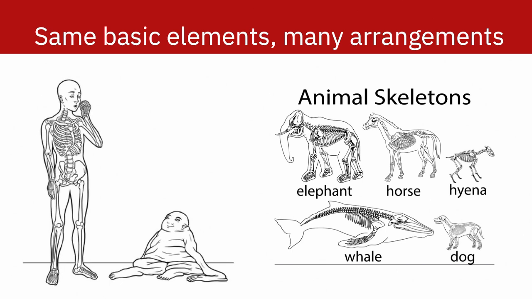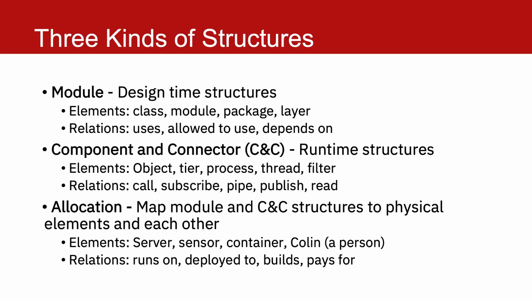All right, just to dive a little bit deeper on this one. Typically with architecture, we like to think about it in terms of three different types of things, or three different buckets. Module would be the design time stuff. So that is things that you can see in a file when you open it up, right? Classes, packages, layers, things like that.